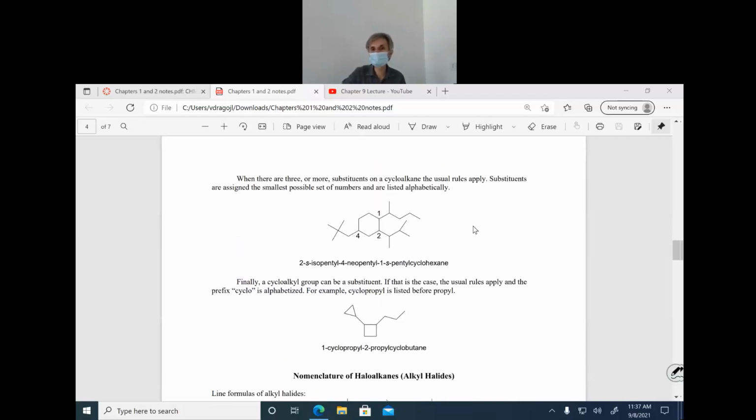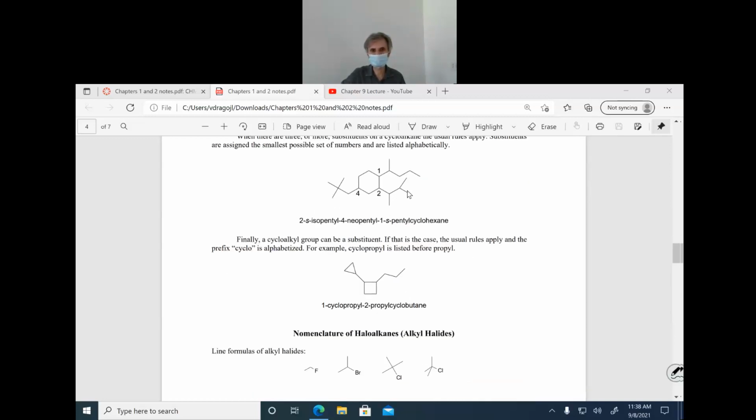And then if there are 3 or more substituents, then the same rules apply. They're assigned the smallest set of numbers and listed alphabetically. Because they are now assigned the smallest set of numbers, substituent 1 may not be the first, since you're listing them alphabetically. So here is one example of a very complex compound. I don't think I would give you something like this. In fact, this one has a substituent on carbon 2, secondary isopentyl. That would be too complex for you. I would either give you secondary pentyl or isopentyl, not secondary isopentyl. This would be too difficult.